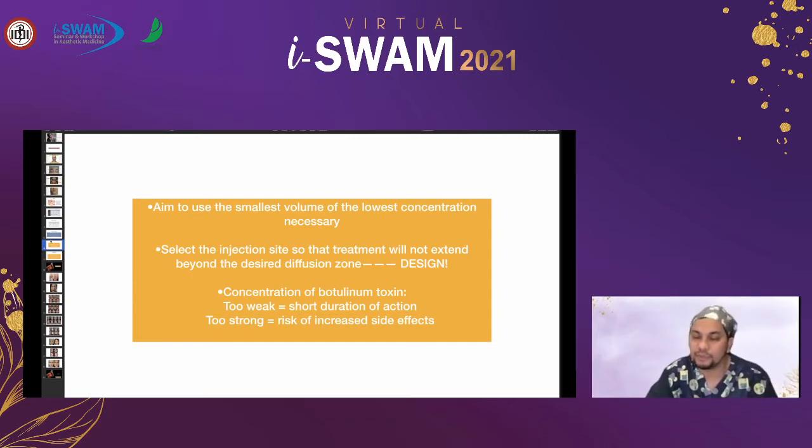That's why it's really important to spend more time on the design. Always put your patients sitting face to face in front of you, and then put a marker to design which point you want to inject and why. Try to keep in mind that our goal is to achieve a dynamic, beautiful result.